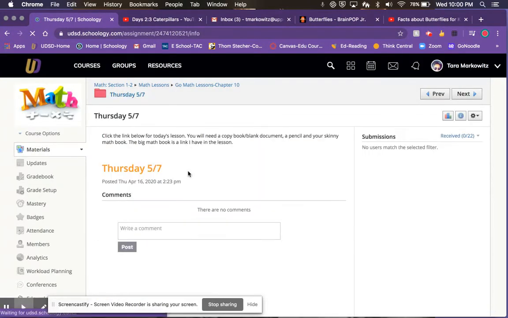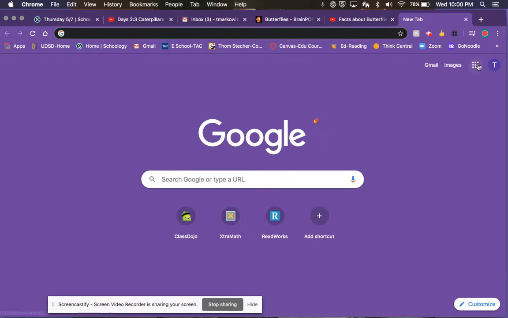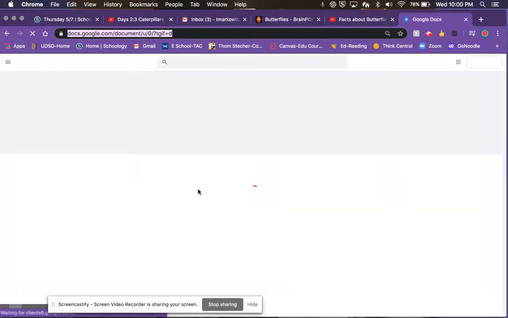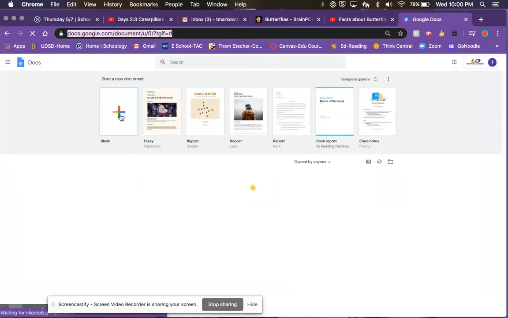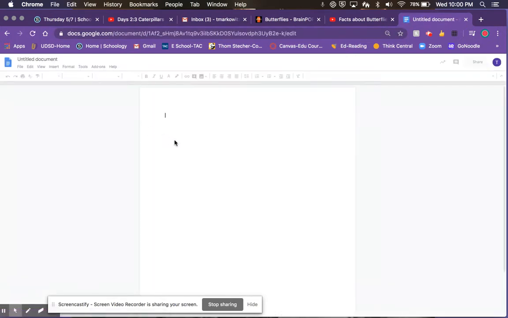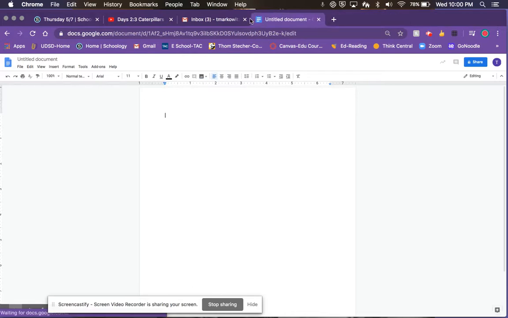Still working with graphs and data, okay? You need your copybook or a blank document. Remember, you can go up to the top. If it opens up to Google, you click on these little dots here, you go to Google Docs. Opens you right up. You're going to click new because you're going to start a new document, and you can type all your answers in there, and it's a lot easier to submit to me. Okay, let's close some of these out here.